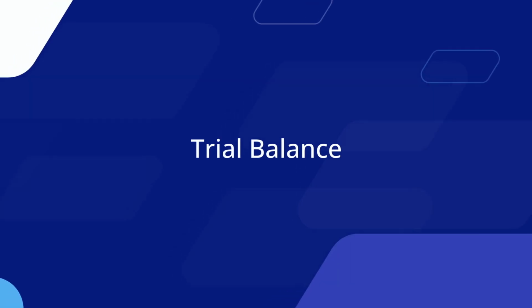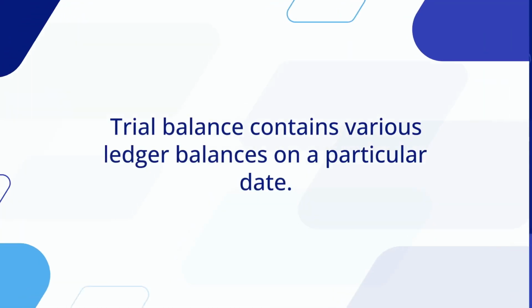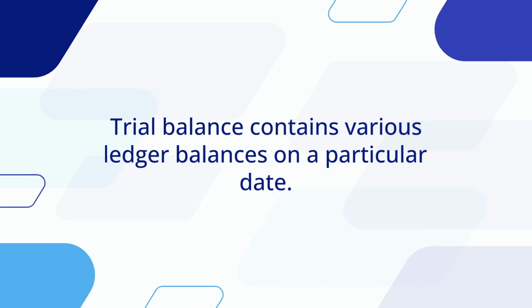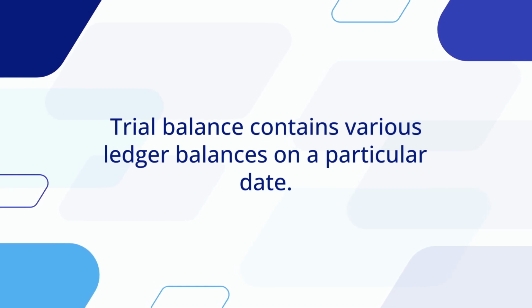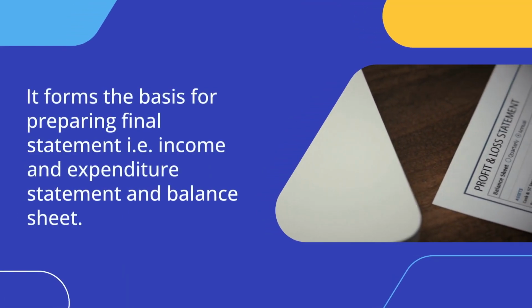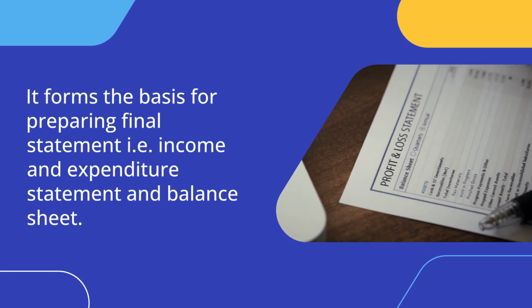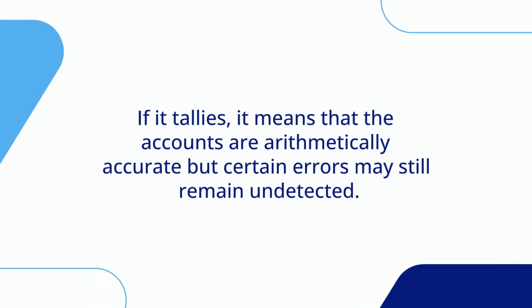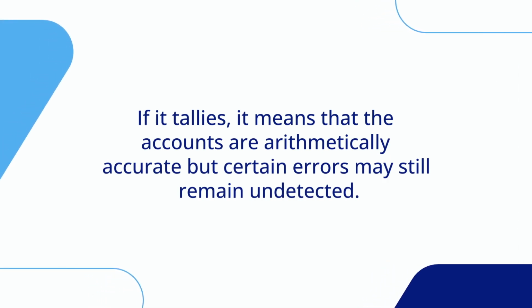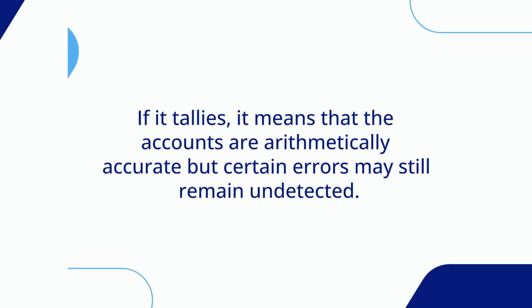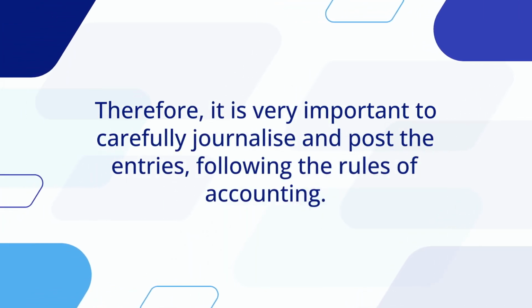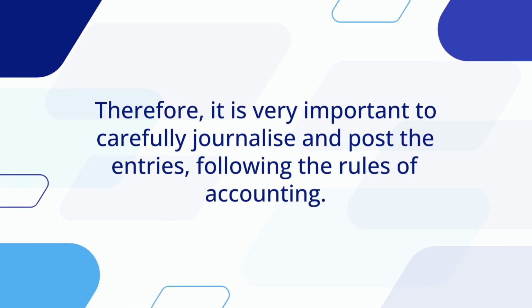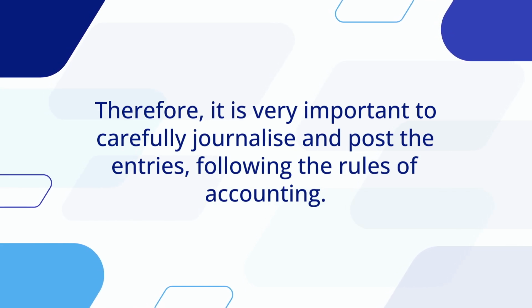This brings us to trial balance. Trial balance contains various ledger balances on a particular date. It forms the basis for preparing final statements, that is income and expenditure statement and balance sheet. If it tallies, it means the accounts are arithmetically accurate, but certain errors may still remain undetected. Therefore, it is very important to carefully journalize and post the entries, following the rules of accounting.